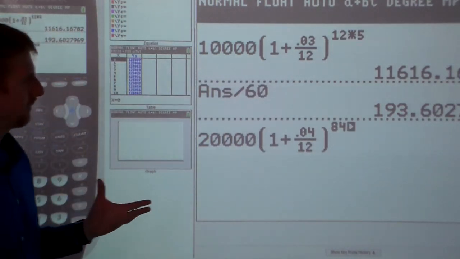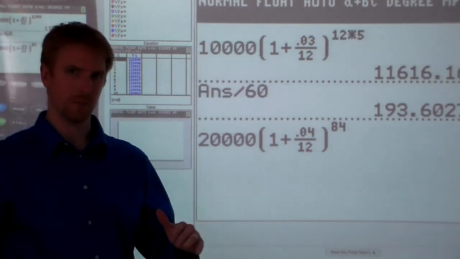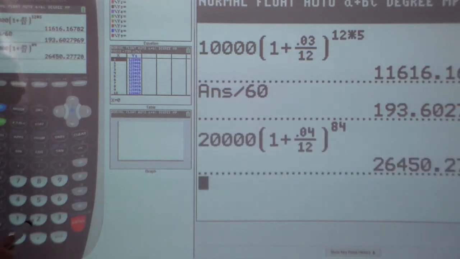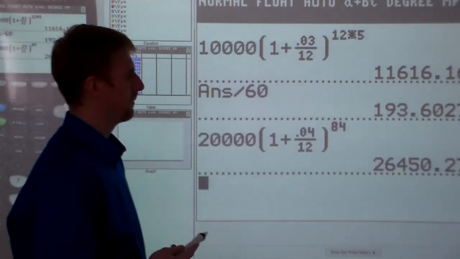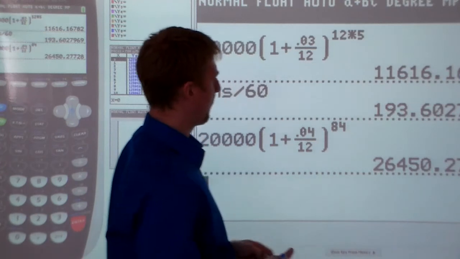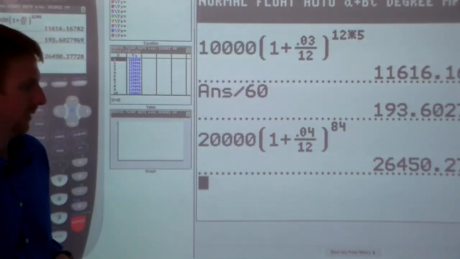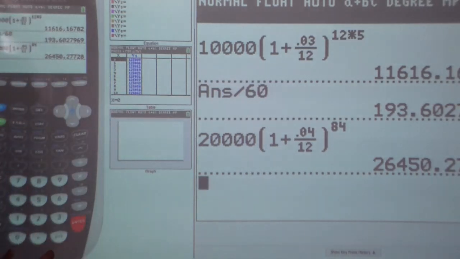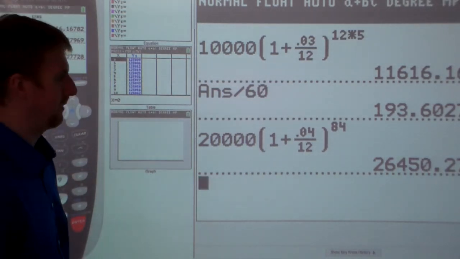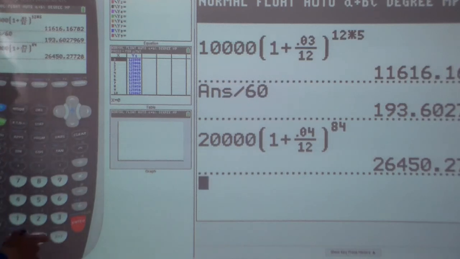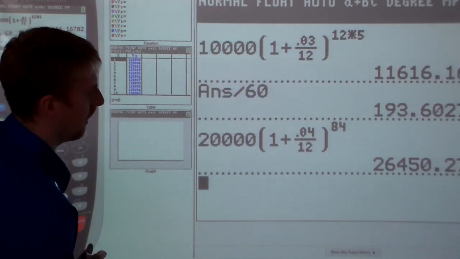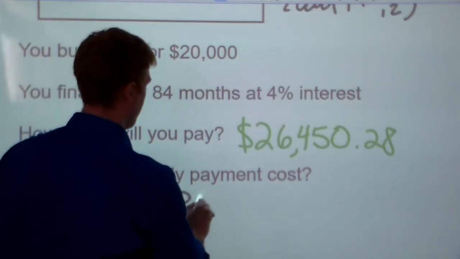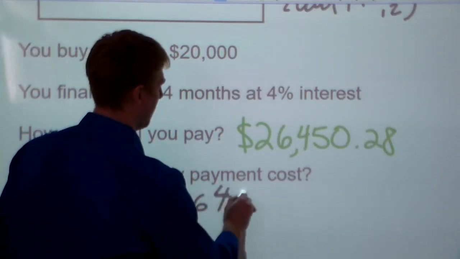And remember, we said about 22,000 is what we could expect if it was the same scenario as the first one, so let's see what happens here. This one's going to cost me a good bit more. So I'm paying almost a fourth of the price of the car, actually a little bit more than that, in interest. It's pretty typical. The longer you make these payments for, the more you're going to pay. And that's something you're going to play around with. But for now, $26,450.28.